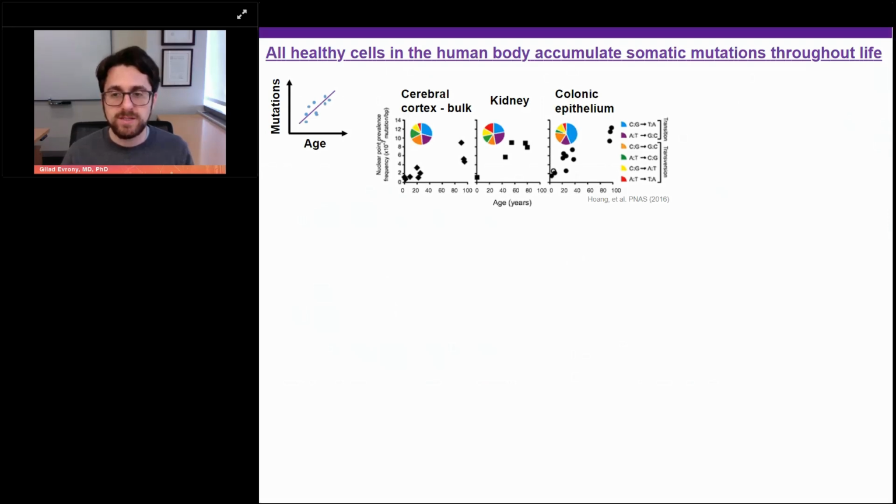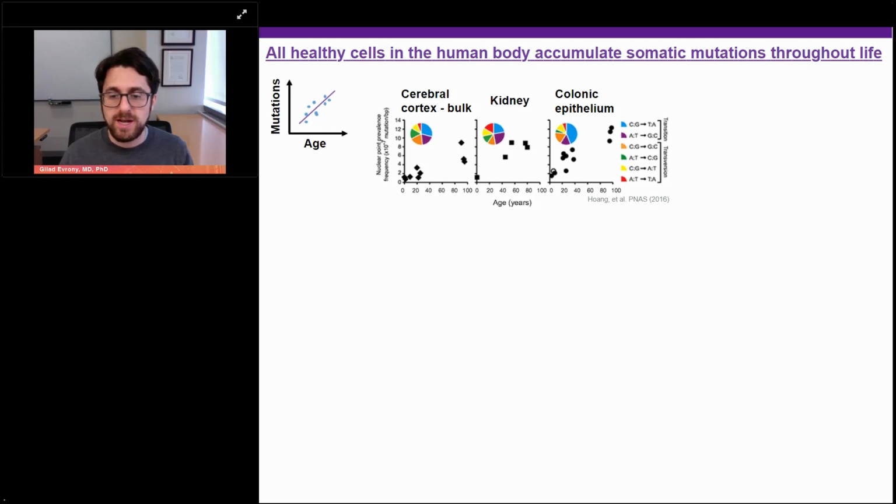The background for this technology development is that all healthy cells in the human body accumulate somatic mutations throughout life. This finding was definitively confirmed with new sequencing technologies that have shown that in any tissue in the body, as we age, mutations accumulate in the genome, and that this happens in a relatively linear fashion. And you can see here one study from 2016 that shows this for cerebral cortex, kidney, and colonic epithelium.